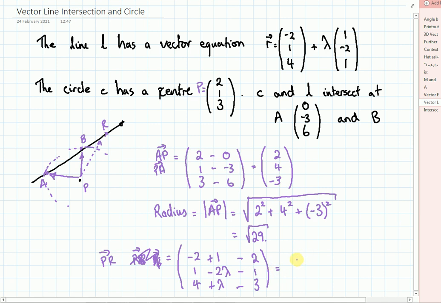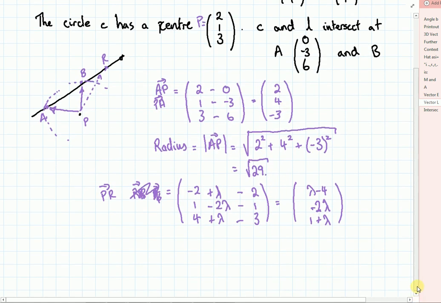So this gives us lambda minus 4, minus 2 lambda, and 1 plus lambda. So that's the position relative to P, and we're going to try and find where the magnitude of this equals the square root of 29. So to be on the circle, we're looking for position P to R.